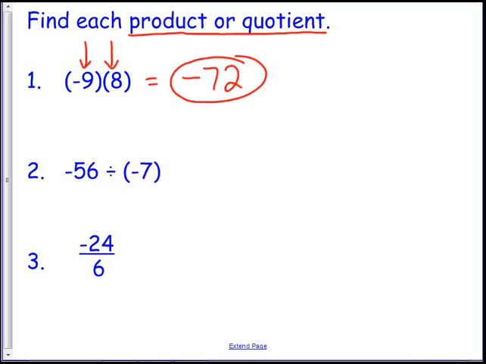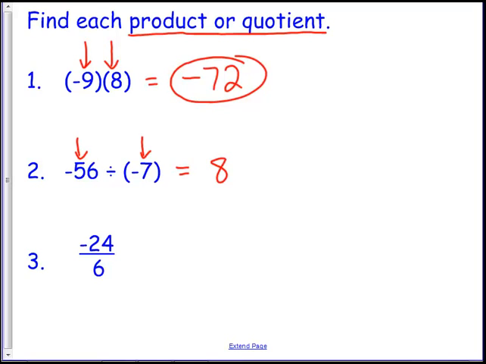Compare that to number 2. Now we're using division, negative 56 divided by negative 7. In this case, both numbers are negative. We talked about it yesterday, but when we're multiplying or dividing numbers with the same sign, then our answer is going to be positive. So I know it's positive. 56 divided by 7 gives me a positive 8.